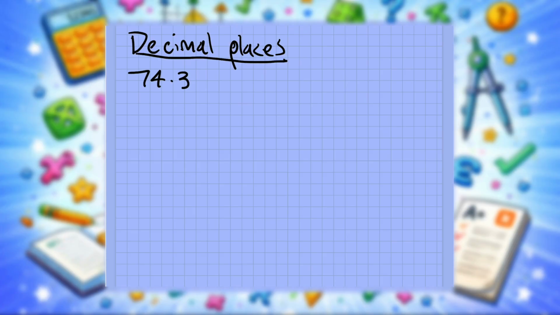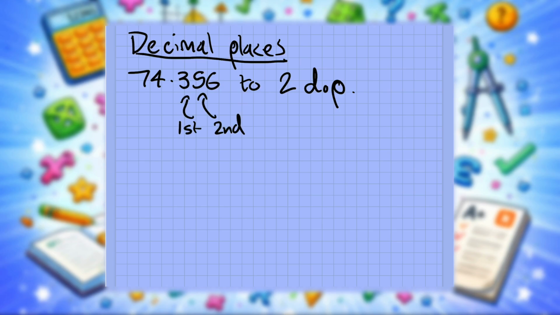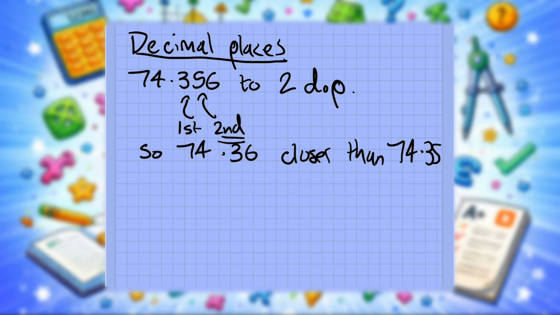Now let's get into decimal places. This is similar to significant figures, but we begin after the decimal point. So 2 decimal places with 74.356, for example, will begin after the decimal point. So in this case, it will be our 5. So we round to that 5. And since we are closer to 74.36 than 74.35, we will take 74.36.